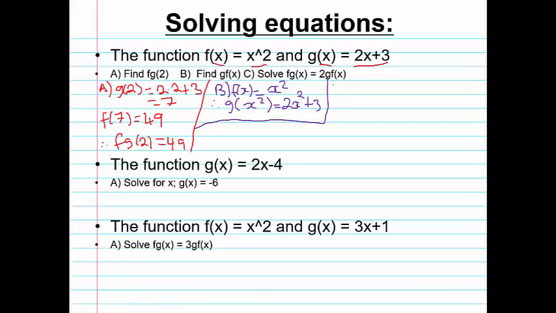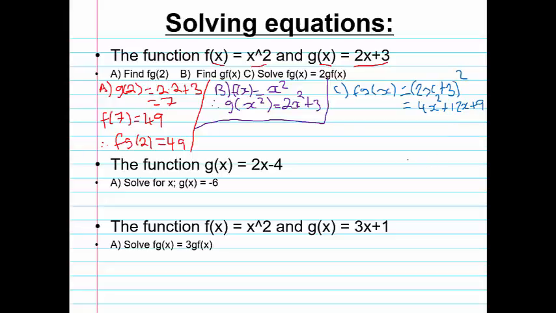Finally, question C. Probably the hardest one, but still easy. So it says solve f g of x is equal to 2g of x. So firstly we need to find what's f g of x. And we find g of x, which is 2x plus 3, and put that back into f, where you have to square it. This becomes 2x plus 3 all squared. Now I'm going to skip the part where I show you how to expand it, because I don't really have a lot of space. But basically what you would get is 4x squared plus 12x plus 9.